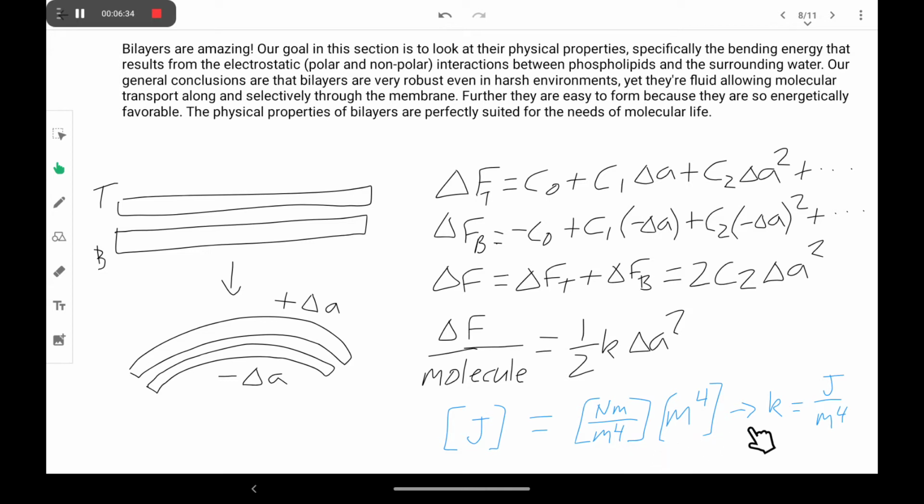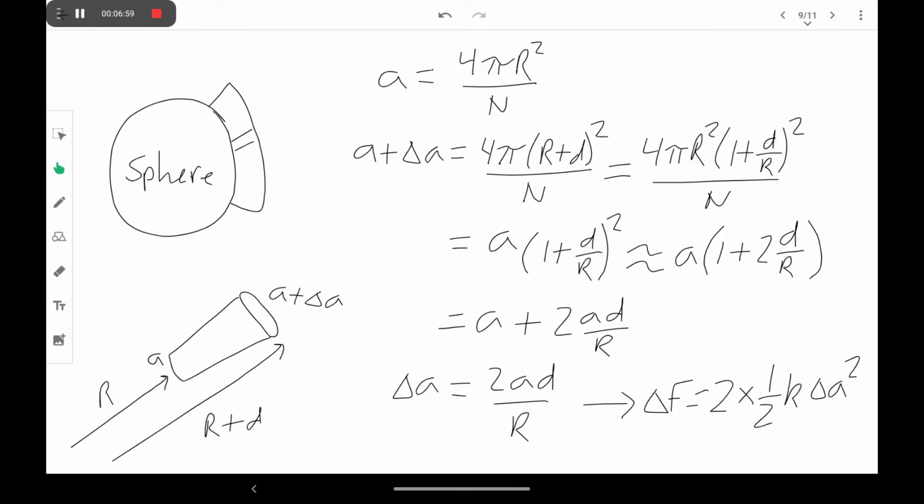Now, for our case, we just really care about energy, so we'll just leave it as joules over meters to the fourth. So the whole point of this is not that we're going to use it, just remember that's not the same K as in Hooke's law, but it's the same idea as the K in Hooke's law. So this is now our free energy change when you change the area. Okay, let's see what this does for us.